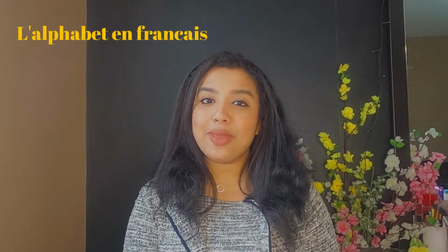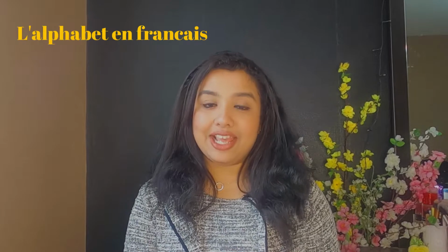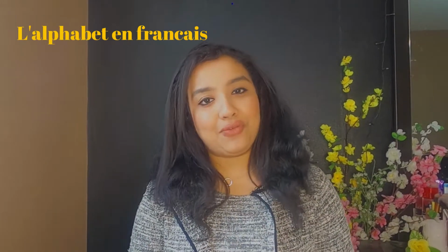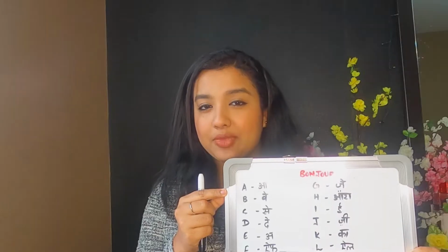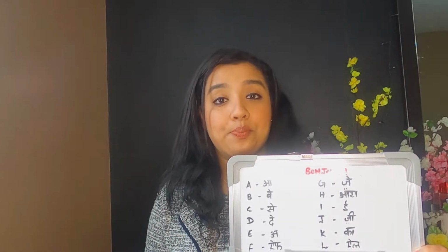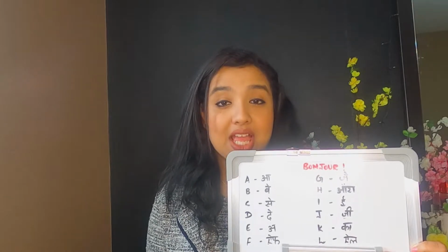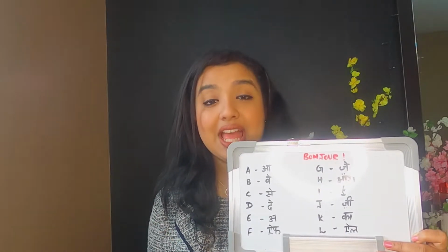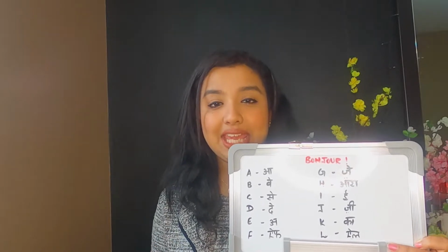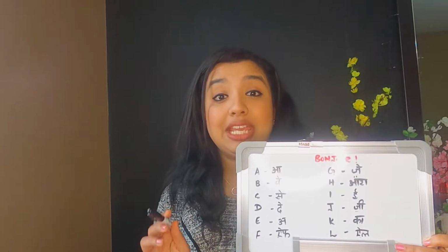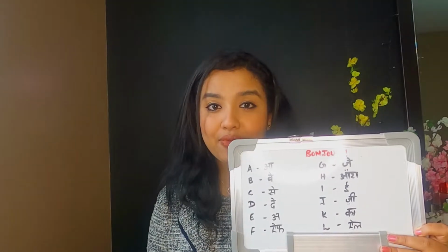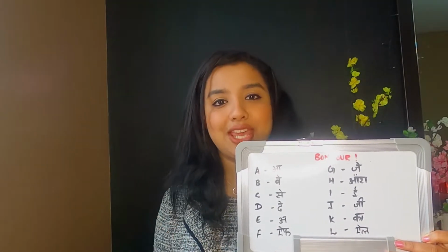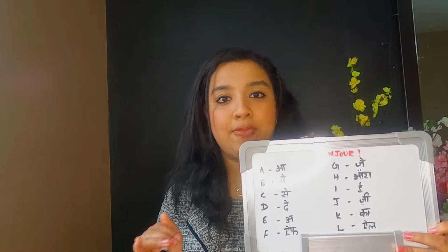To start off, let's begin with the alphabets. L'alphabet en français. Like in English, there are 26 alphabets in French too. So let's now see the pronunciation of each. A is A. B, B. C, C. D, D. E is A. Make note, E is A. F remains the same. The pronunciation of F is still F in French.